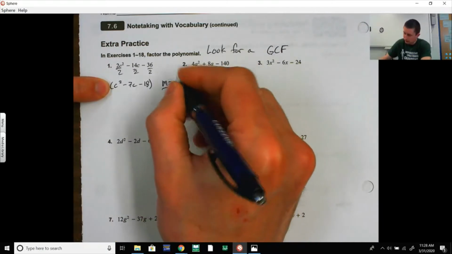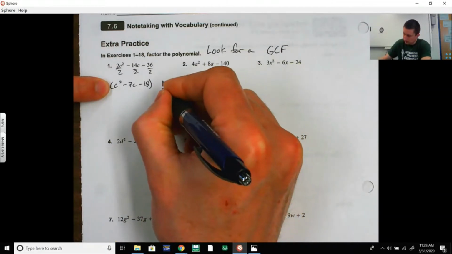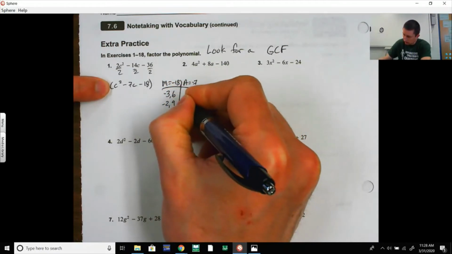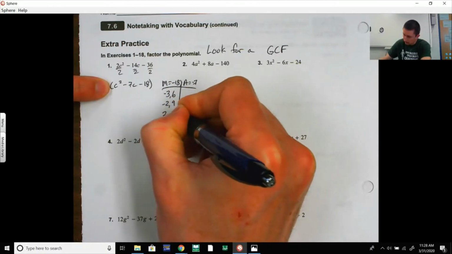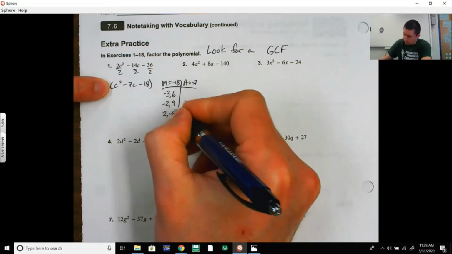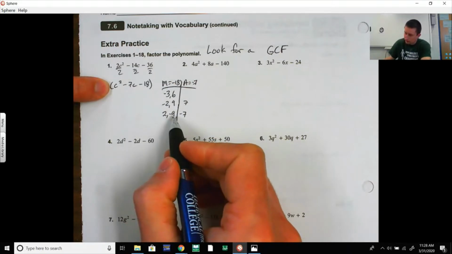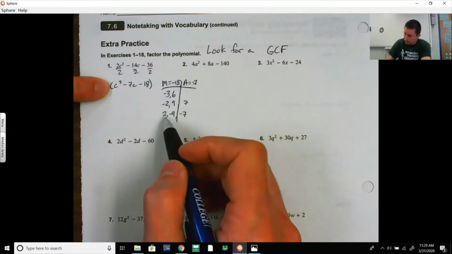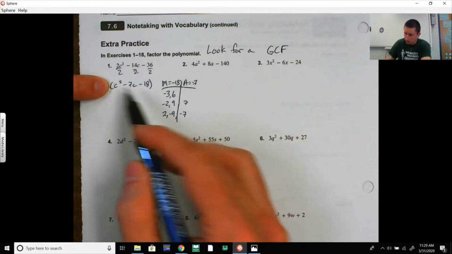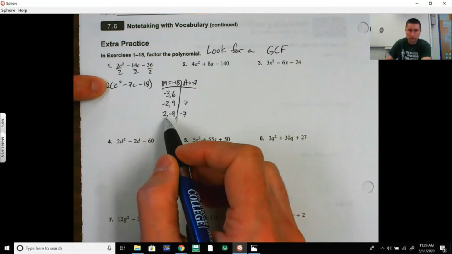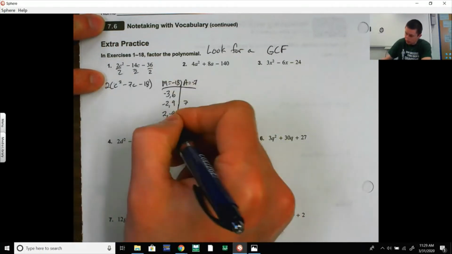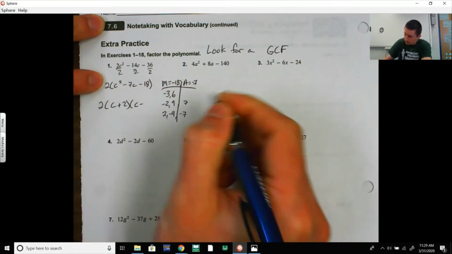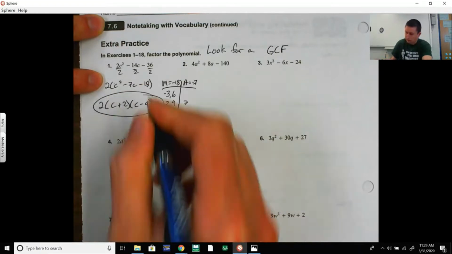So multiplying to negative 18, adding to negative 7, that could be negative 3 and 6. It could be negative 2 and 9. Notice that adds to positive 7, so if we go 2 and negative 9, that adds to negative 7. So 2 and negative 9 multiply to negative 18. Okay, so here, remember, I have a 1, so I do not divide by the 2. These are my two answers, so it's 2 times c plus 2 times c minus 9, written just like that.